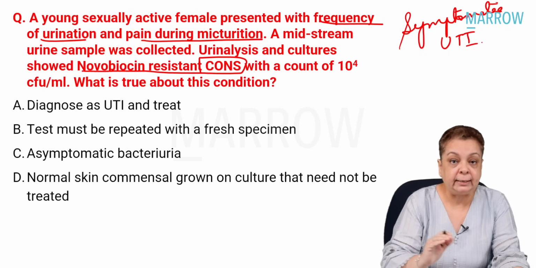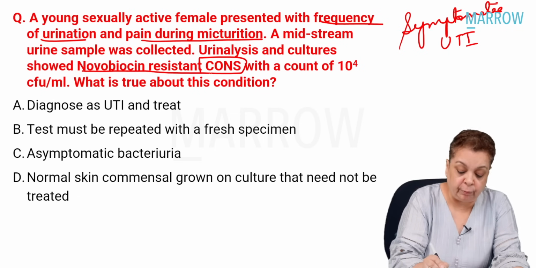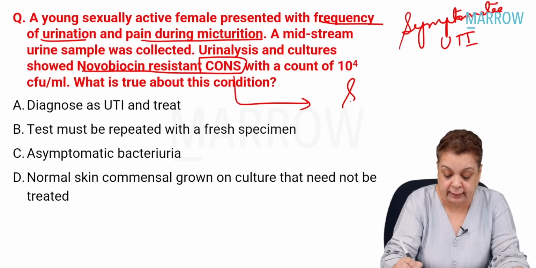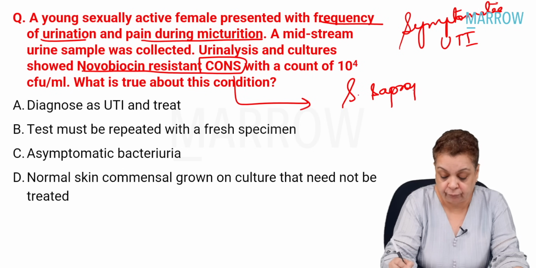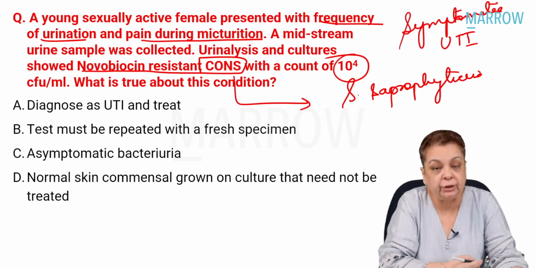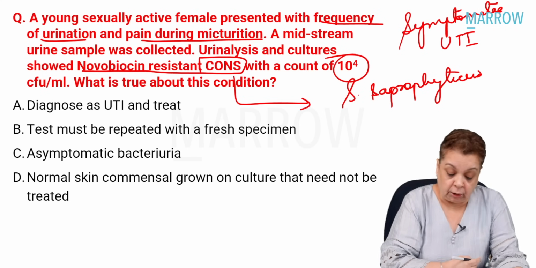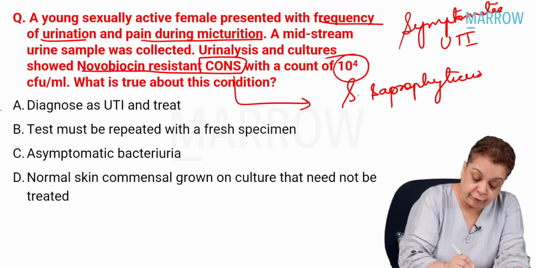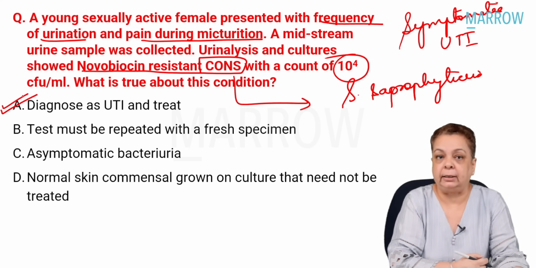And what is the organism? Can you guess what it is? Novobiocin-resistant CoNS. This is Staph saprophyticus. And the counts in which it is present is 10 raised to power 4 colony-forming units per ml. What is true about this condition? Diagnose as UTI and treat. This is our correct answer.